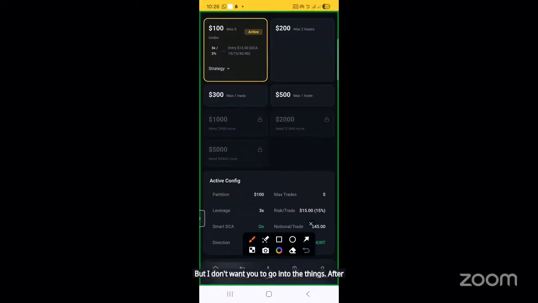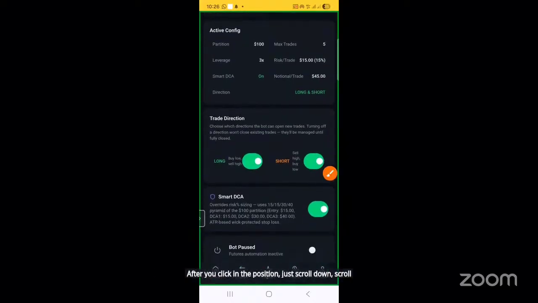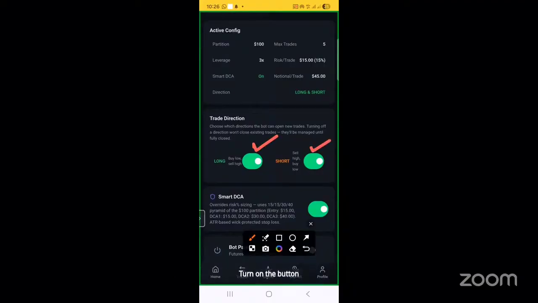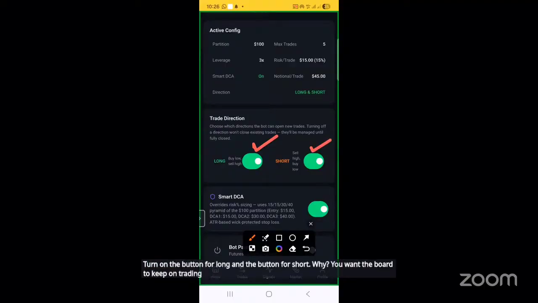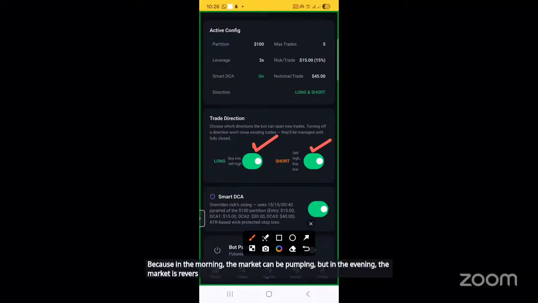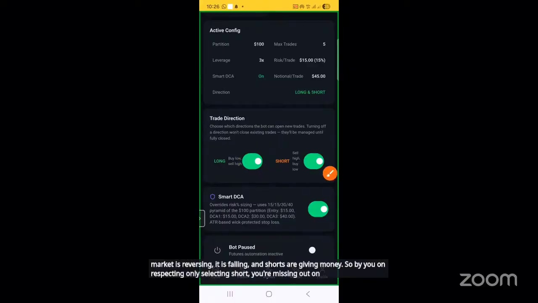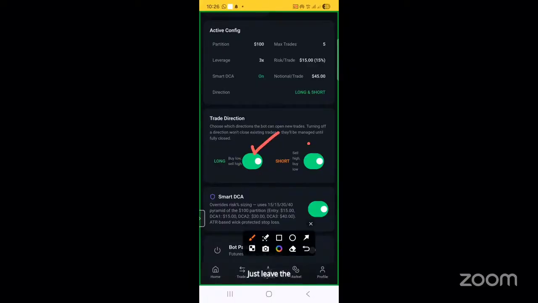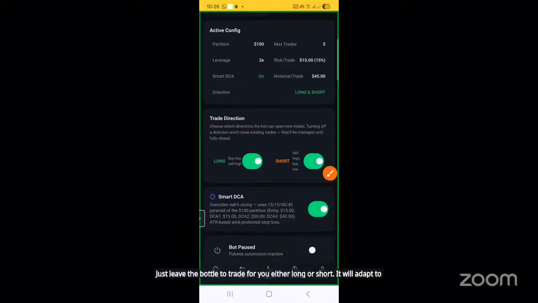After you select the partition, just scroll down, and you come here. Make sure you turn on the button for long and the button for short. Why? You want the bot to keep on trading according to market movement. Don't limit it to only one direction. Because in the morning, the market can be pumping, but in the evening, the market is reversing, it is falling, and shorts are giving money. So by selecting only long or only short, you're missing out on potential profits. Just leave the bot to trade for you either long or short. It will adapt to the market movement.